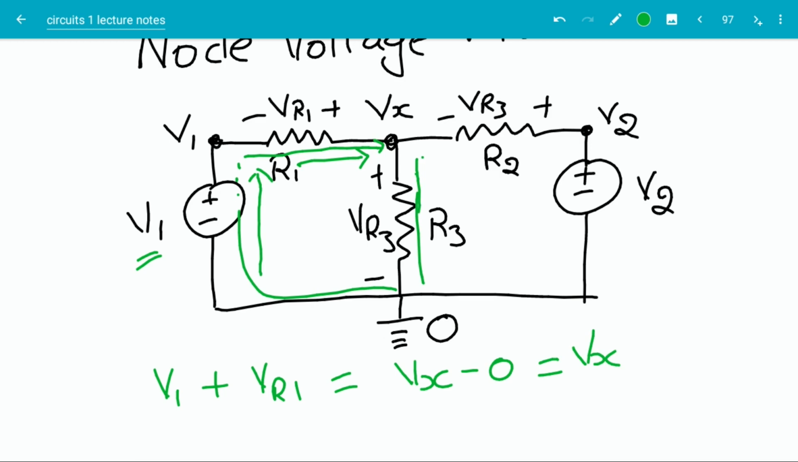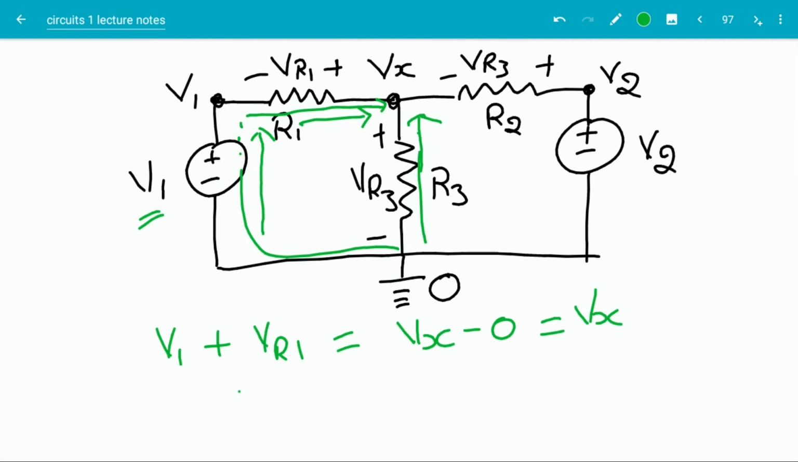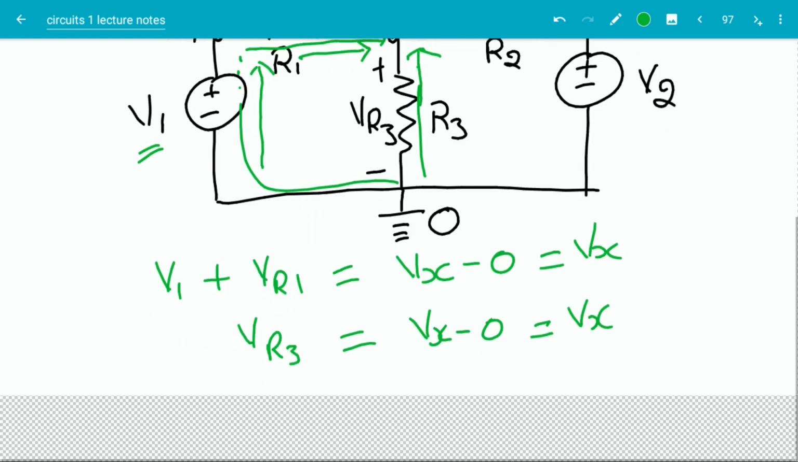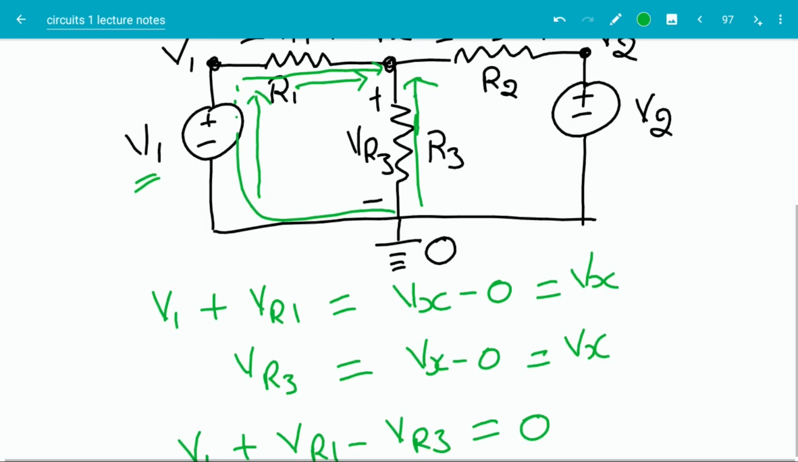Now let's say you move the charge particles in this path. According to the definition of the voltage drop across the resistance, you need to exert an amount of VR3 on the charge to move it in that path. And according to the definition of the potential function, this should also be equal to Vx minus 0, which will be equal to Vx. Now, if you subtract equation 2 from equation 1, you get V1 plus VR1 minus VR3 should be equal to 0. Note that this is precisely the KVL equation across that loop.